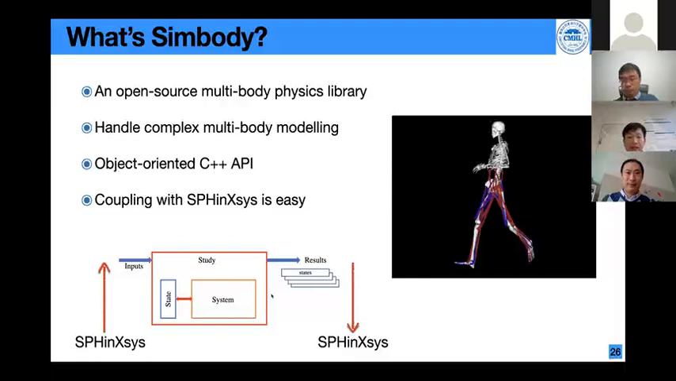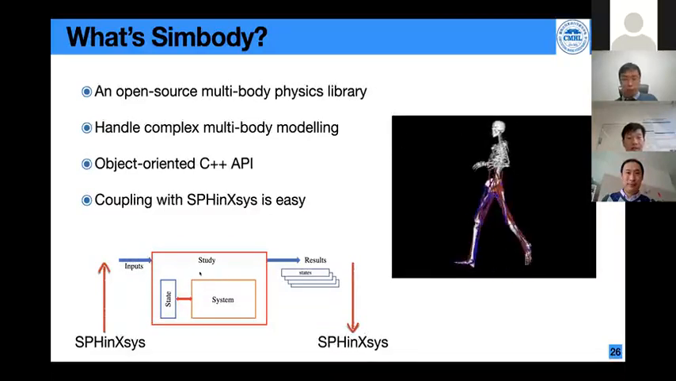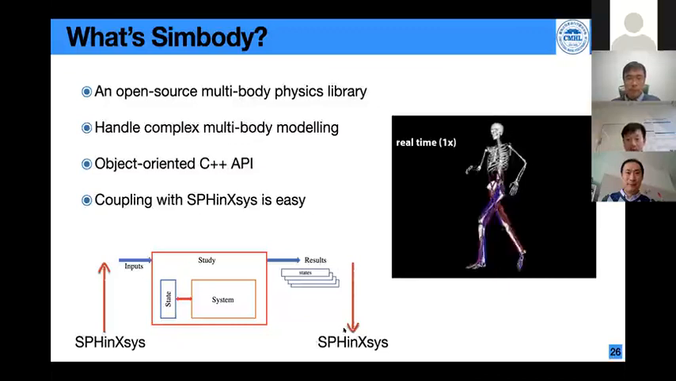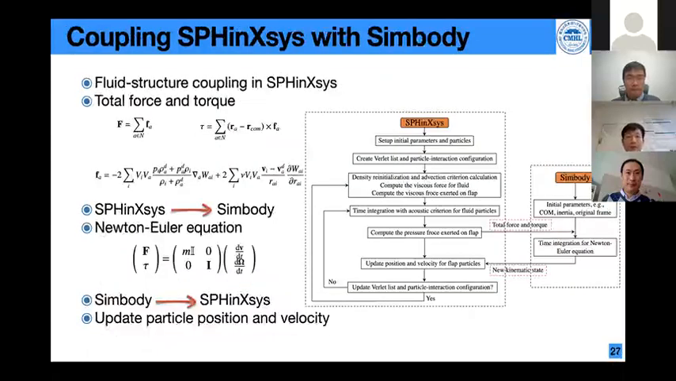This is the basic overview of the coupling between SPHinXsys and SimBody. Here, SPHinXsys gives some impulse, and SimBody will use it as a parameter for solving the governing equation, then it will produce some results. And then SPHinXsys can use these results to update its new state. So this is the detailed coupling procedure between SPHinXsys and SimBody.